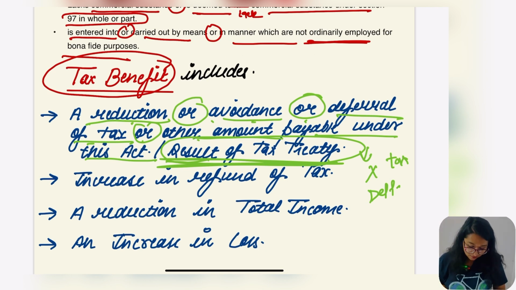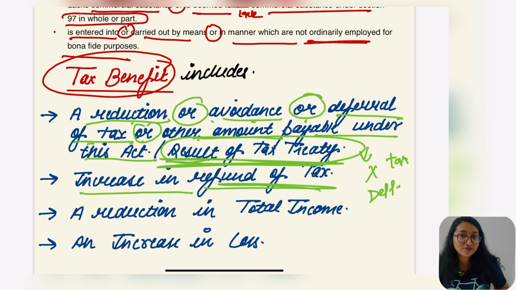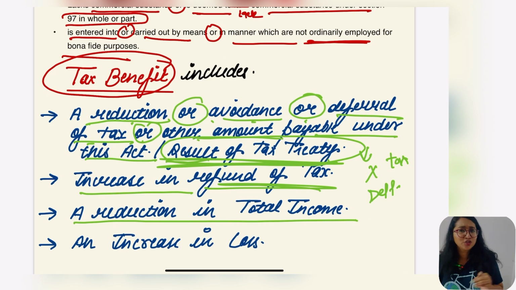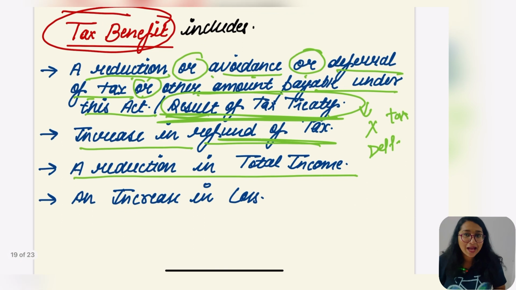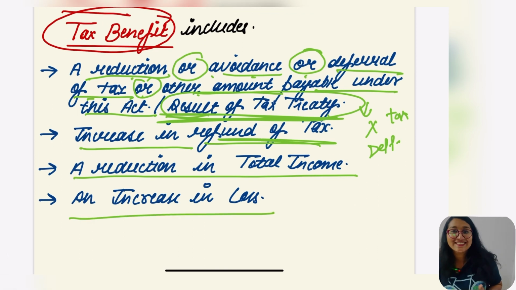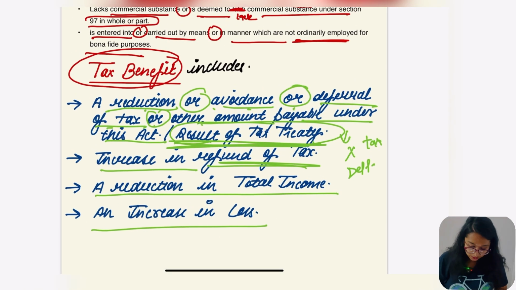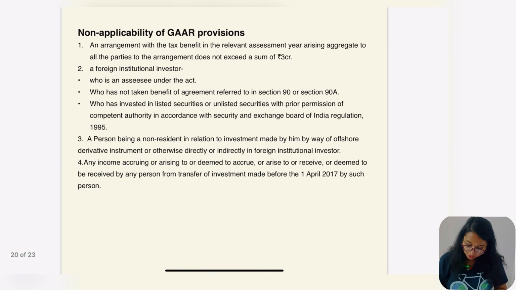The second thing written in tax benefit says increase in refund of tax, if there is any increase in refund of tax. Third, a reduction in total income. If reduction of total income is done, in that case the assessee has to pay less tax. The tax liability would be very less if the total income is reduced or shown as a falsified amount. In that case the reduction in tax liability would happen, or increase in loss, okay, will get the benefit, right? So this is tax benefit, which includes reduction of tax, increase of refund, reduction of total income, increase in loss, and so on.